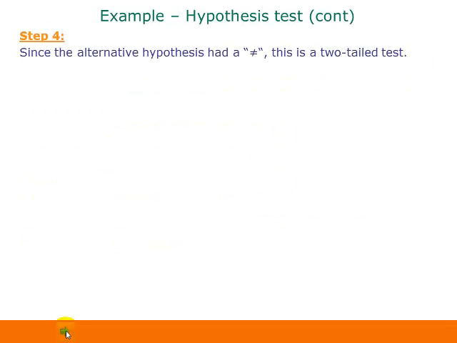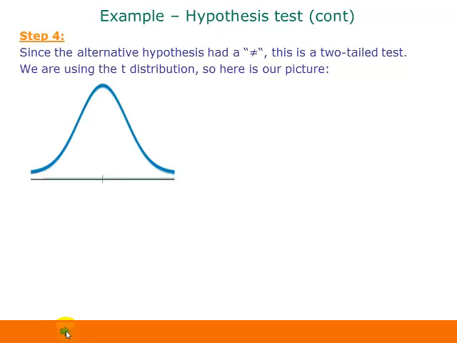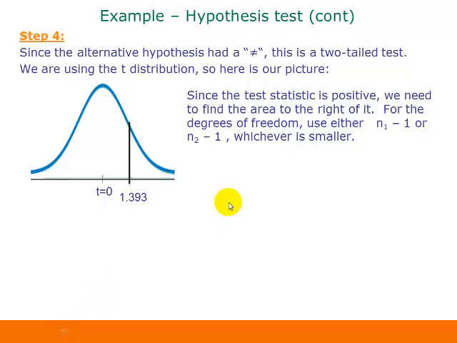Step 4, since our alternative hypothesis had a not equal to, that means this is a two-tailed test. And we're using the t-distribution. So here's our picture. We have t equals 0 in the middle. Our test statistic was 1.393, so it goes over on the right side of 0. Because this is a two-tailed test, we're just taking whichever side of 0 the test statistic is on and using that tail.